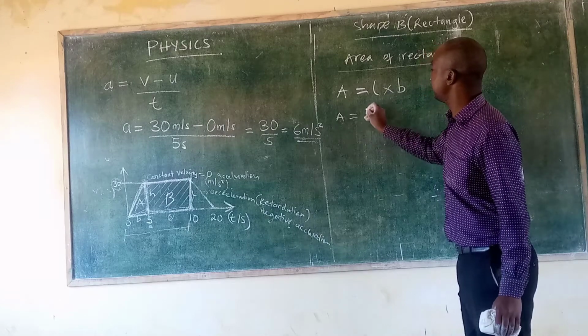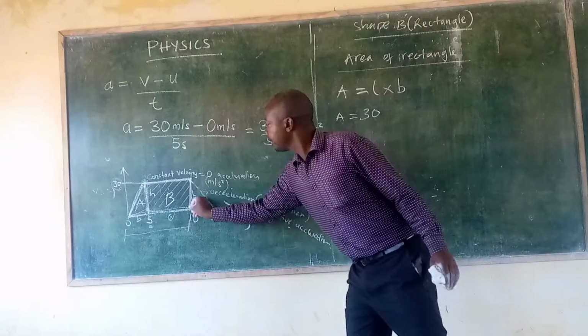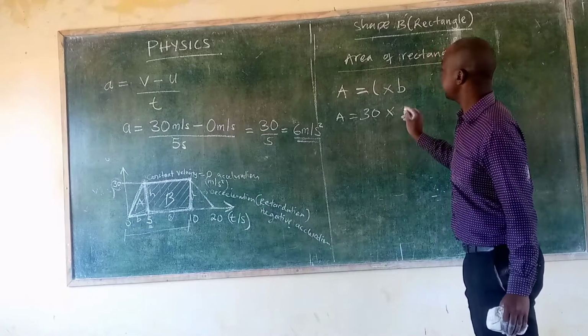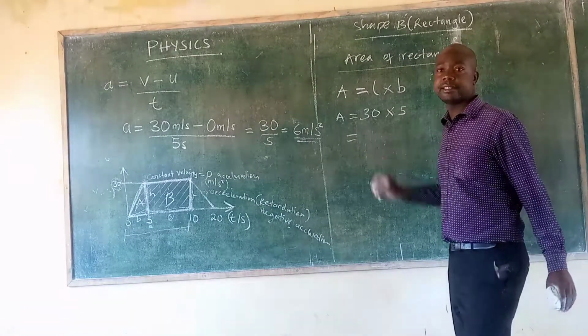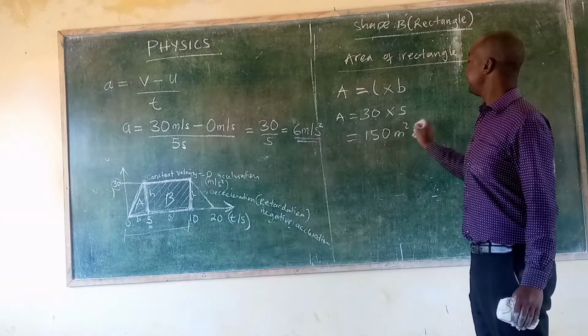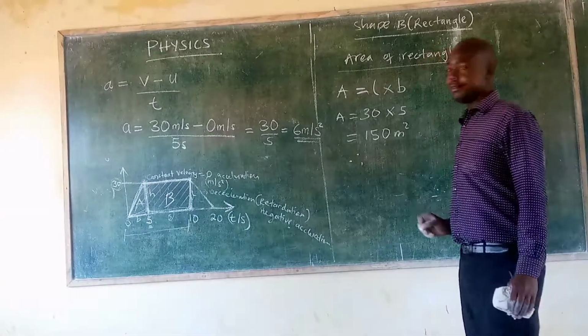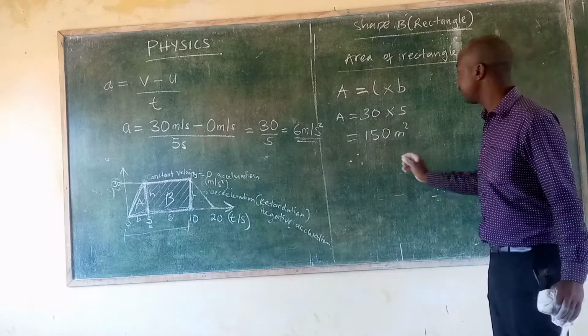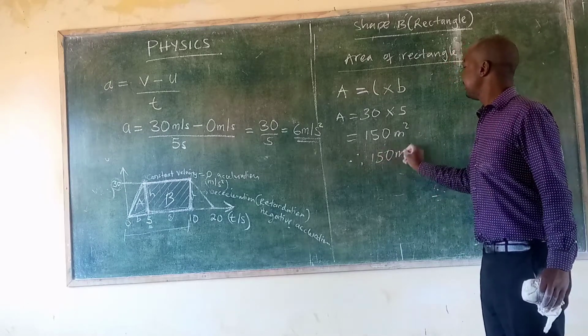So area is equal to length, which is 30, from here to there, times 5. What is 30 times 5? 150 square meters. Therefore, the distance just for the rectangle was 150.